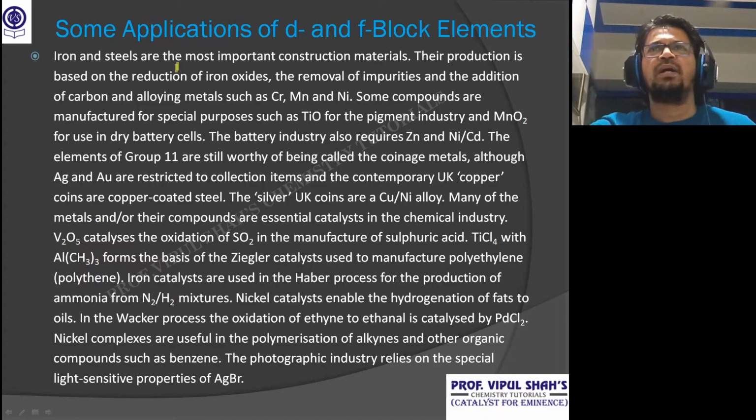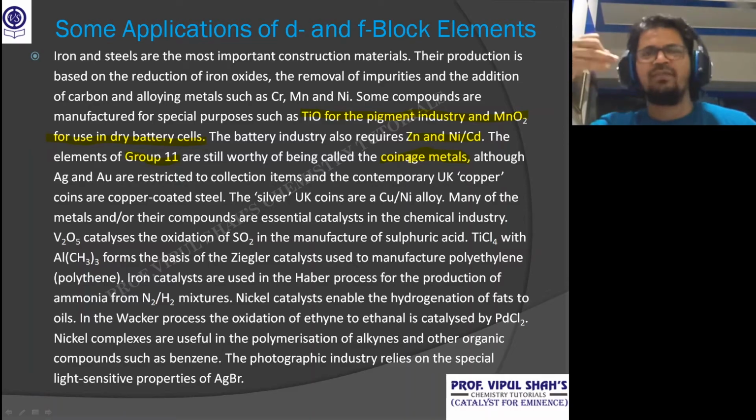Then next we have some basic applications. These are the uses part. Like TiO2, titanium oxide, that's for the pigment industry. MnO2 is used in dry battery cells. That's like a depolarizer. We'll be talking about this in electrochemistry when we come to the dry cell. Then it says the elements zinc, nickel and cadmium are used in batteries. So it says the elements of group 11. Group 11, transition series, is this clear? These are mainly called the coinage metals. What are the elements of group 11? Copper, silver and gold. Earlier coins were made up of copper, silver and gold.